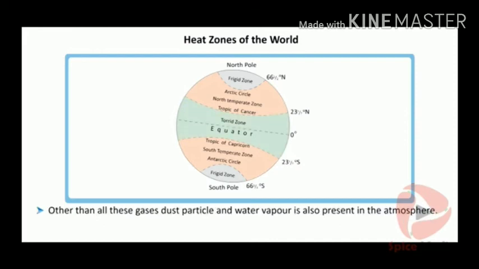The second is the temperate zone. It lies between the Tropic of Cancer, 23.5 degrees north, and the Arctic Circle, 66.5 degrees north, in the northern hemisphere, and in between the Tropic of Capricorn, 23.5 degrees south, and the Antarctic Circle, 66.5 degrees south, in the southern hemisphere. Hence, it experiences low temperature compared to the torrid zone.